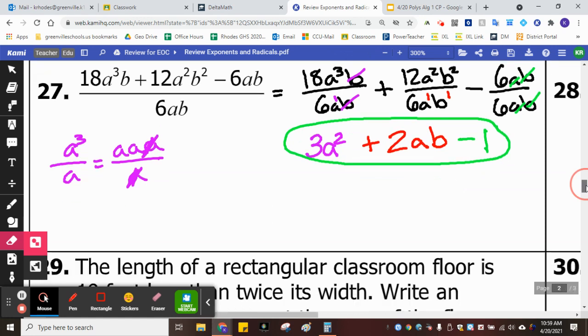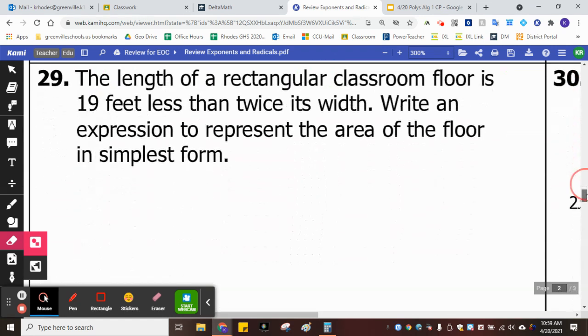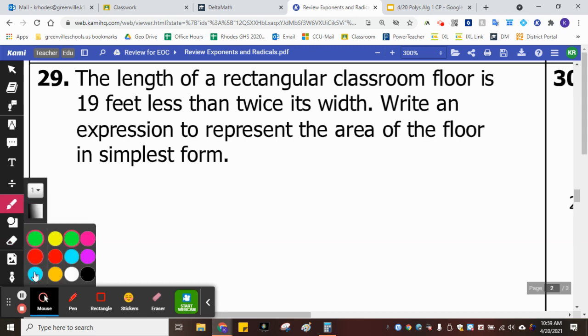So that's 27. 2 more, 29 and 31. And of course, there were problems because it's going to be like the EOC. That's what we're practicing for is the EOC. And you know they love word problems.